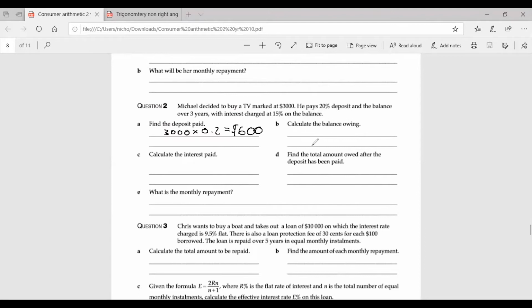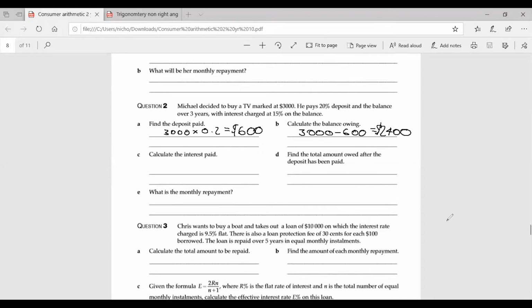So first of all, what is the balance owing? It's not sure. So the balance owing is the balance owing after he pays his deposit. It's the amount he's got to pay back over time. So that's going to be 3,000 minus 600, right? So that's $2,400. Okay. So with interest charged at 15% on the balance.